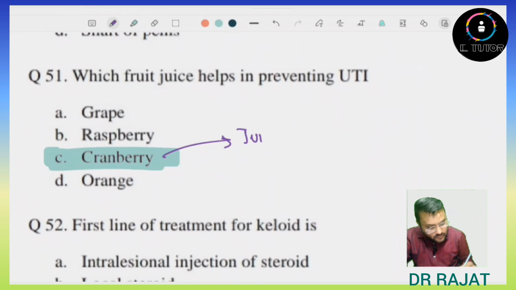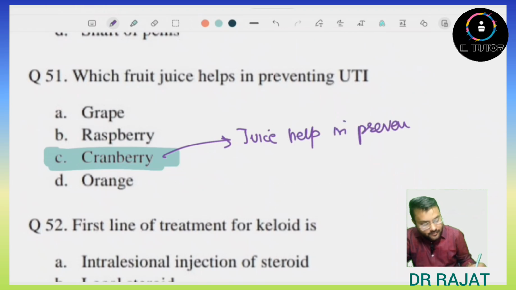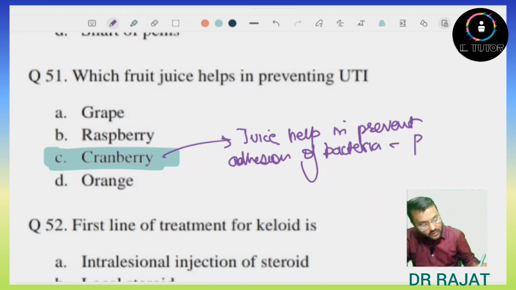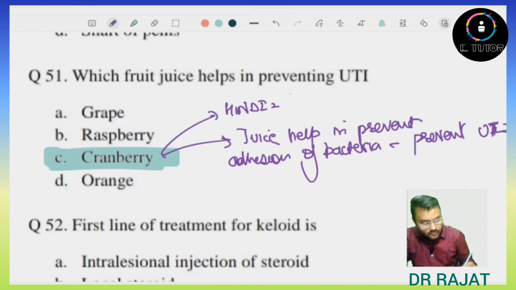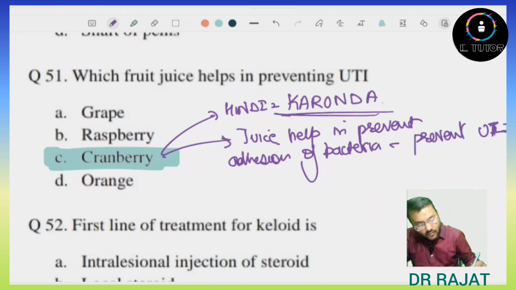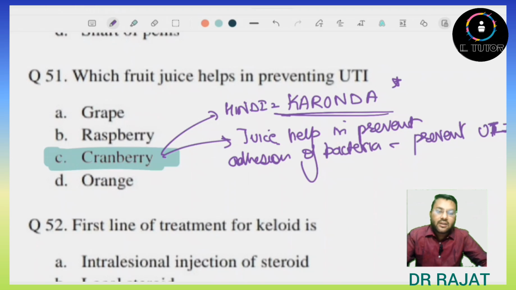Because its juice helps in preventing adhesion of bacteria, so prevents UTI. And in Hindi it is called karonda. It is a small red color fruit which is sweet in taste, and it is called karonda in Hindi.